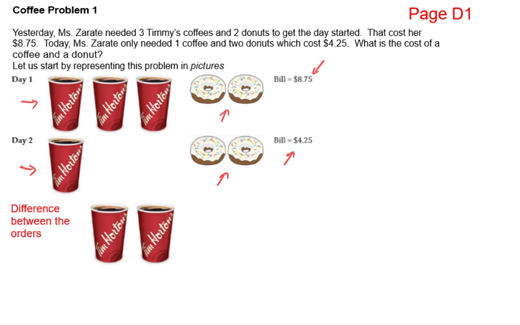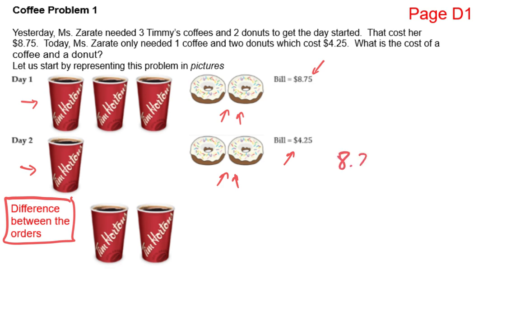The key to solving this kind of problem is to look at the difference between the 2 days, or the difference between our 2 orders. We've got 3 coffees on the first day, 1 coffee on the second day. The difference between those 2 orders is 2 coffees. That's the only difference in what she bought, because we had 2 donuts on the first day and 2 donuts on the second day. So the only difference between day 1 and day 2 is 2 coffees. But that ends up giving us a difference in the bill on those 2 days.